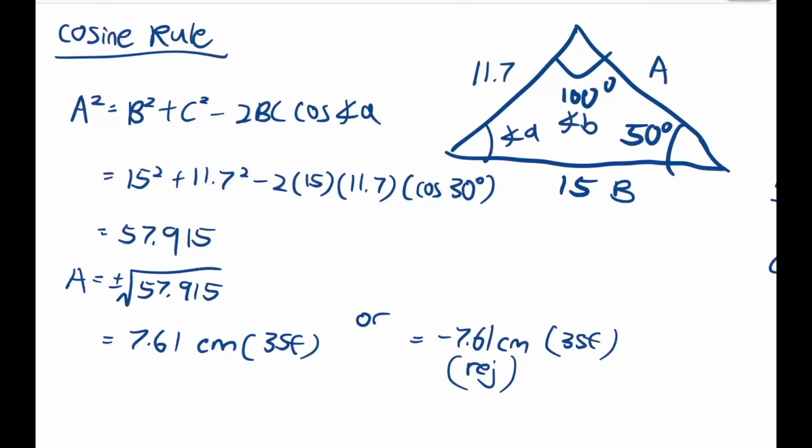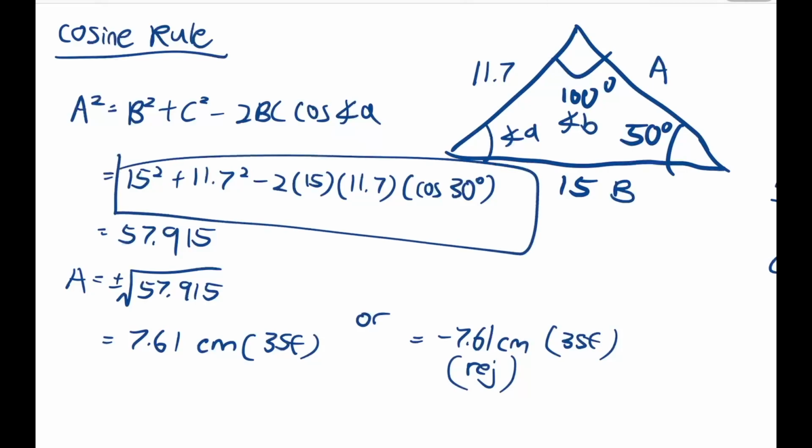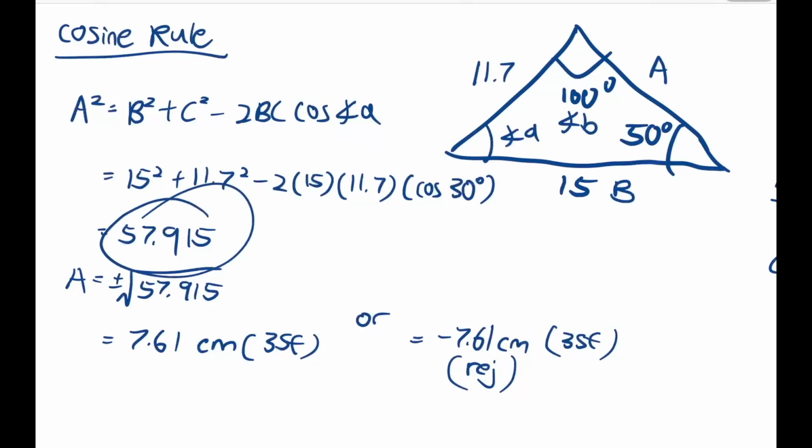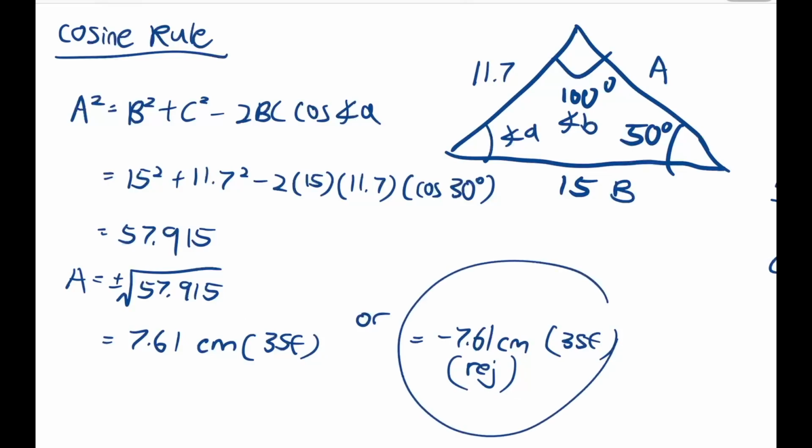Alright, so the rest is just putting this whole thing into your calculator and you will get this value to be your A square. So to get your A, you still have to square root it. After square rooting, you will get the positive as well as the negative answer. So we'll write both, but we'll reject this because length cannot be negative. So now I found A to be 7.61 cm, 3SF. Alright, so that's how you use the cosine rule to find a length.